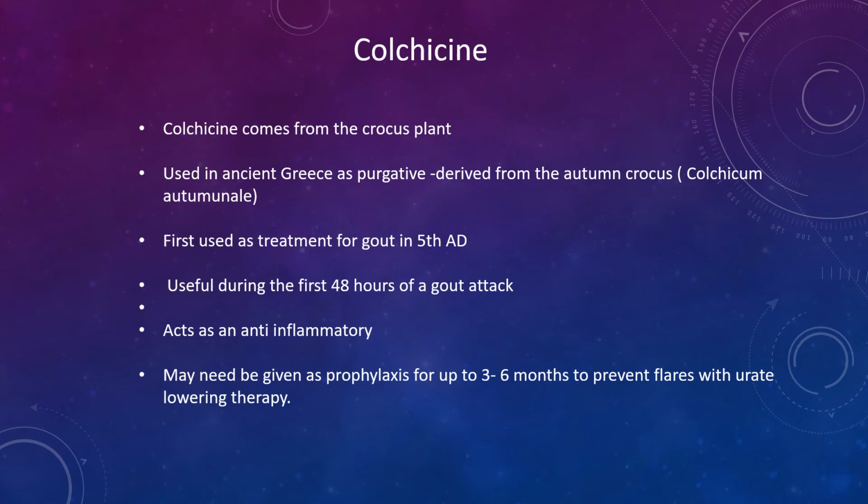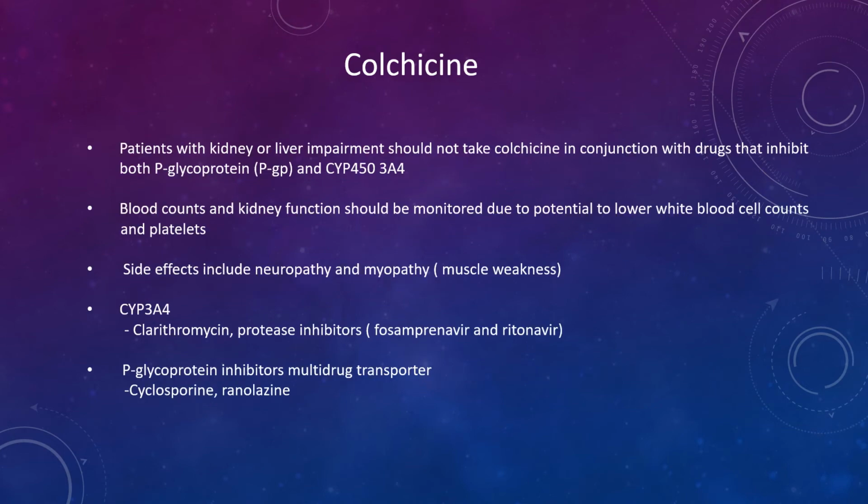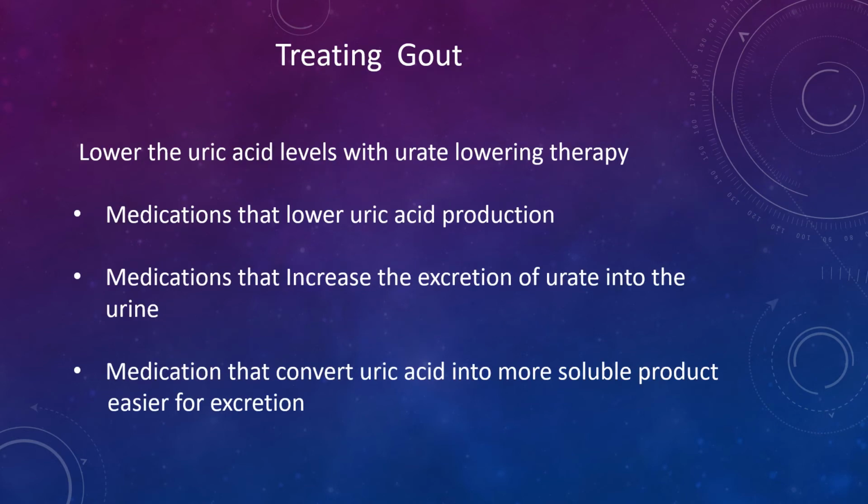flares for up to 3 to 6 months while we use urate lowering therapy, and I'll get into that in a minute. It has to be used with caution because it does interact with other medications. Side effects may include neuropathy and myopathy. Blood counts and kidney function should be monitored on a regular basis due to potential lower white blood counts and platelets. Now, the second part of treating gout is to lower the uric acid level with urate lowering therapy.